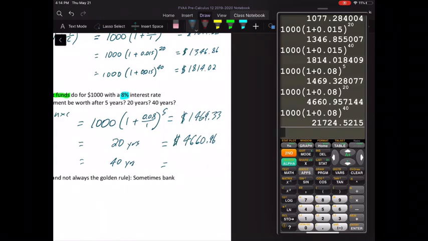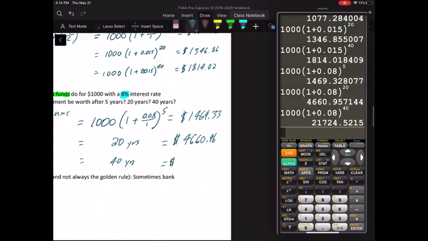But after 40 years, and this is why I stress time in the market for you guys, especially you young investors, young money earners, you start investing now. The power of compound interest is just incredible. After 40 years, that original $1,000 without adding anything to it is now worth $21,724.52. So that's a lot of money.